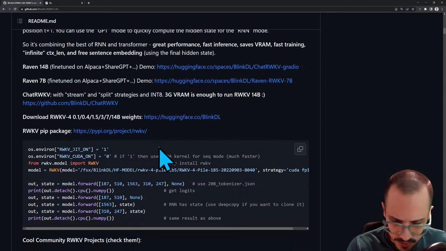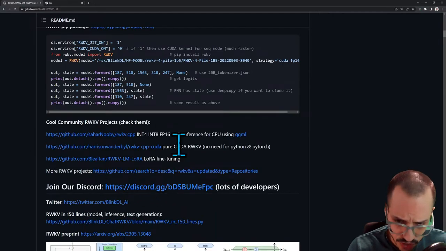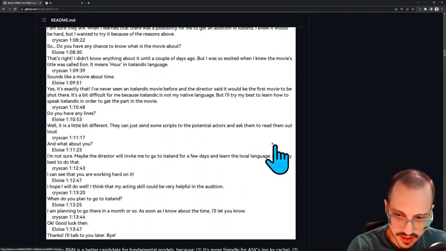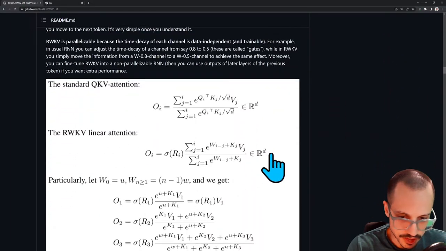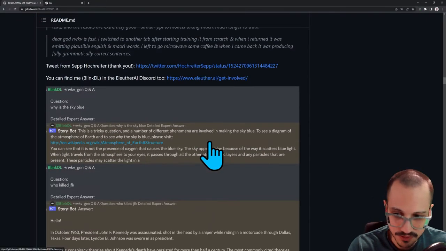So this repo is actually incredibly crazy. Not only do they have a Python via PyTorch implementation, but they also have a pure CUDA implementation. They have code for a variety of quantizations, so floating point 32, floating point 16, all the way down to int 4, which is one of the more hardcore quantizations. They also have LoRa fine-tuning. This is not just a small little research group in some random university. This is a significant amount of people who have obviously been contributing for some time. They even have a Discord that you can join.